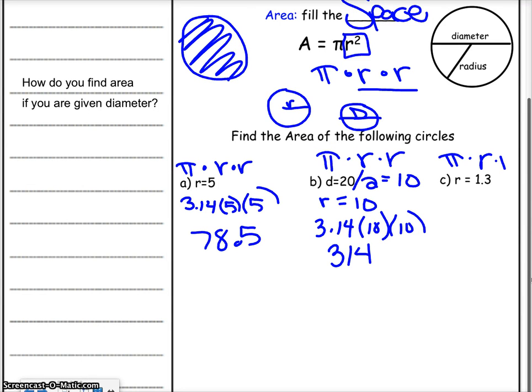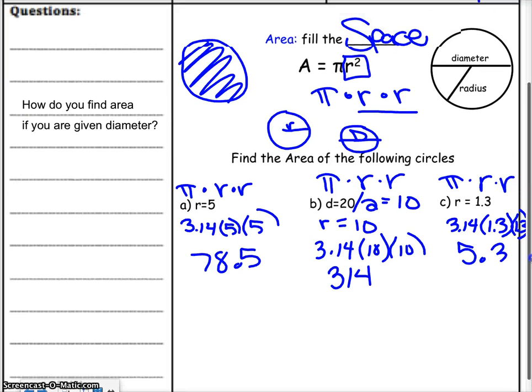Pi times r times r. 3.14 times 1.3 times 1.3. It's hard to see, it looks like a 13. What do we get? It's 5.3066. Not 5.3006. It's 5.3066, also known as 5.3.